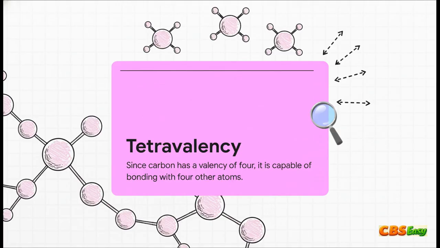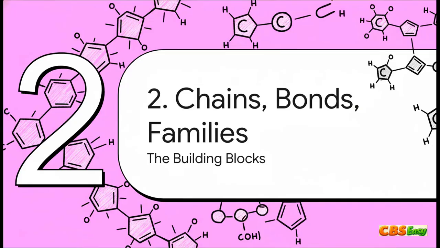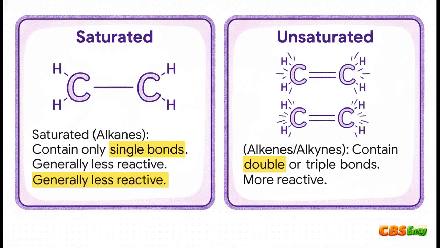Easy marks. So, we know carbon can form long chains and has 4 bonding spots. Now, let's see how that actually plays out. These properties create different families of compounds, and you absolutely need to know the difference between them. Okay, this can be a real point of confusion, but let's make it simple. Look at saturated compounds, the alkanes. They only have single bonds between the carbons. Think of them as being saturated or completely full up with hydrogen atoms.